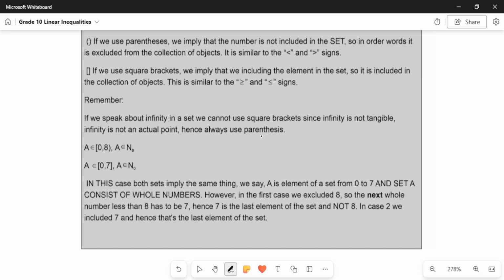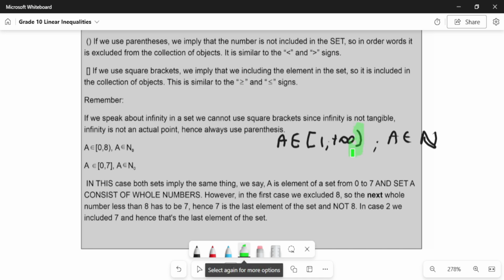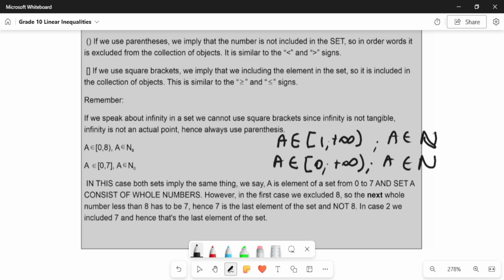So let's say they tell us to list the natural numbers. So I'll say, okay, A is an element starting from what number? 1, going to what number? Positive infinity, but you cannot use the square bracket, you have to use the parentheses. And A is an element of the natural numbers. So the point that I'm trying to make here is that whenever infinity is involved, you cannot use a square bracket, you have to use a parenthesis. Even if you have to do the whole numbers, then I'll say A is an element of the set starting from where? At 0, going to where? Positive infinity, close the bracket. A is an element of the whole numbers.